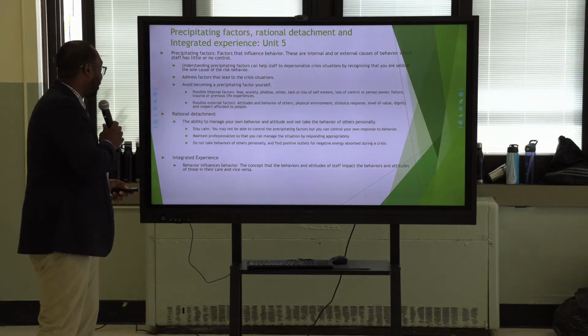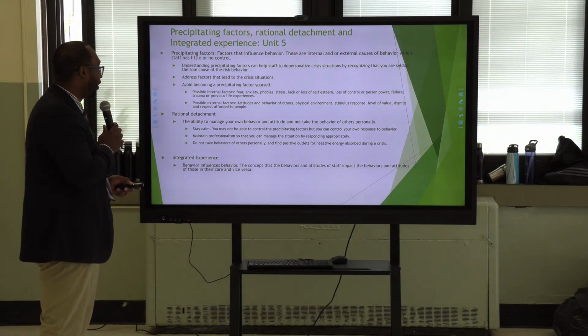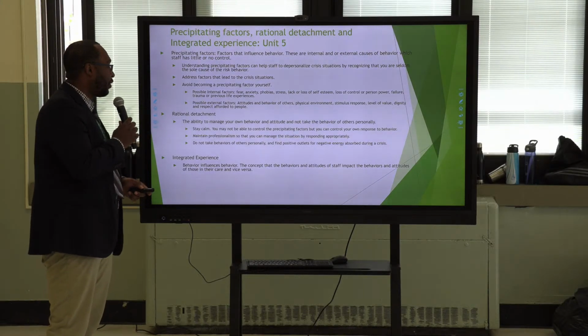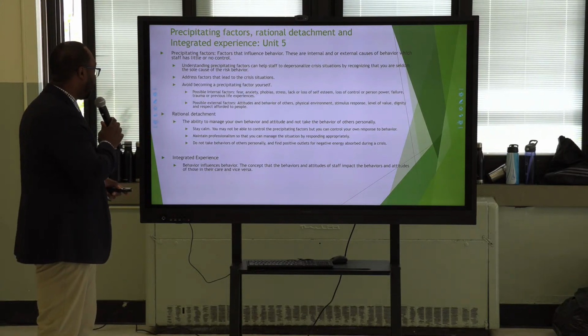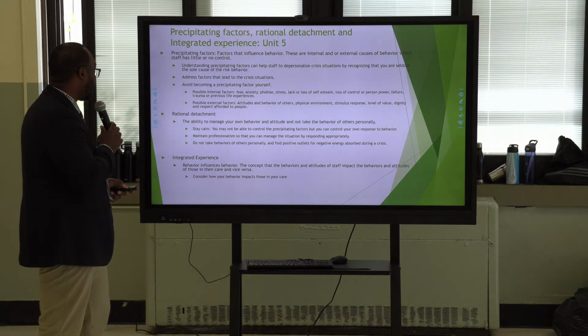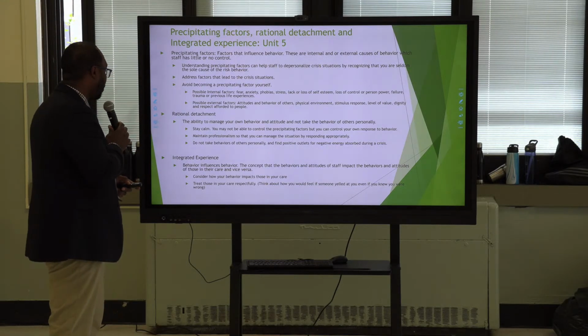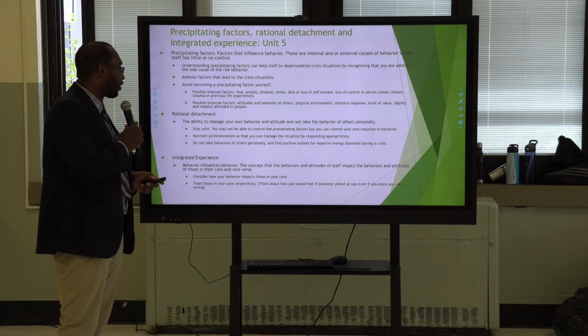And then we're going back to the integrated experience. It's the concept where behavior influences behavior. The behavior and attitudes of staff impacts the behavior and attitudes of those in their care and vice versa. So you want to consider how your behavior impacts those that you're in care of, and you also want to treat those that you're in care of respectfully.